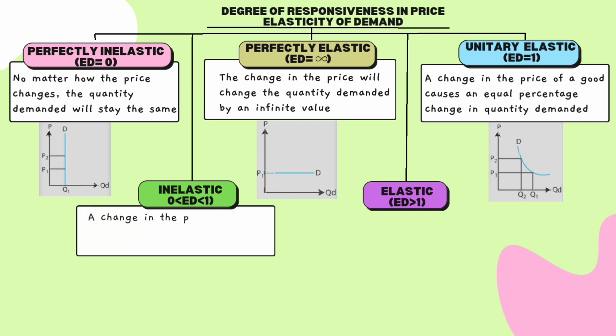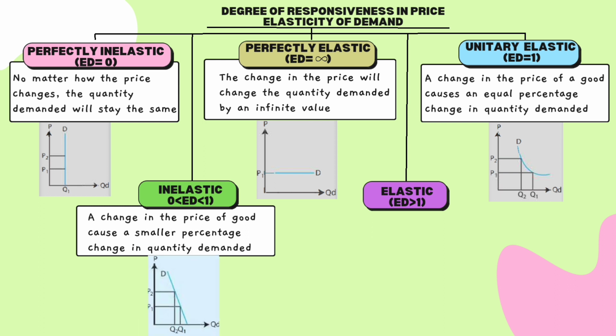Next is inelastic. A change in the price of a good causes a smaller percentage change in the quantity demanded. The shape of the demand curve is a steeper slope. It means the percentage change in the price, which is P1 increasing to P2, is larger than the percentage change in the quantity demanded, which is Q1 decreasing to Q2.